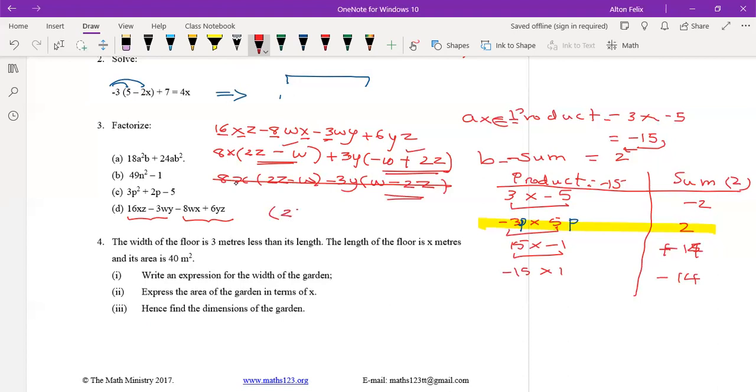So for the last line, since these two are the same, let's go with the 2z minus w first. So this will equal 2z minus w, and what we are left with is the 8x. All right, let's highlight it. You have the 8x plus 3y. That's what goes in the other pair of brackets.